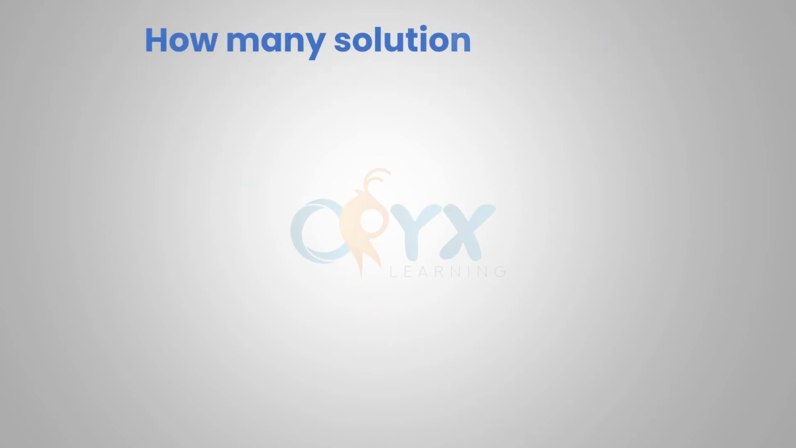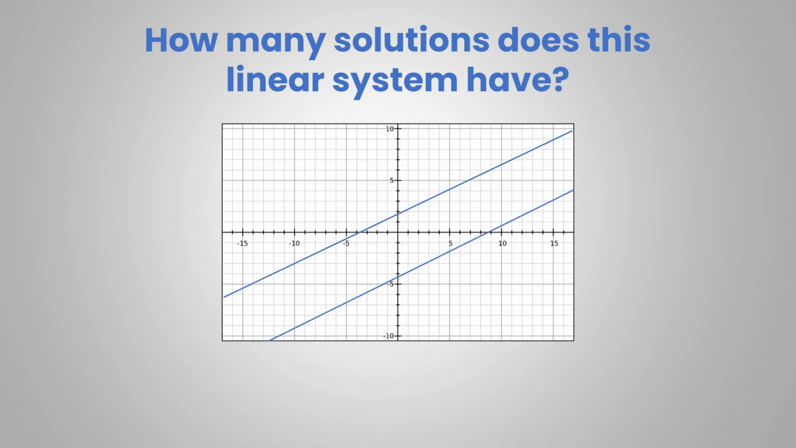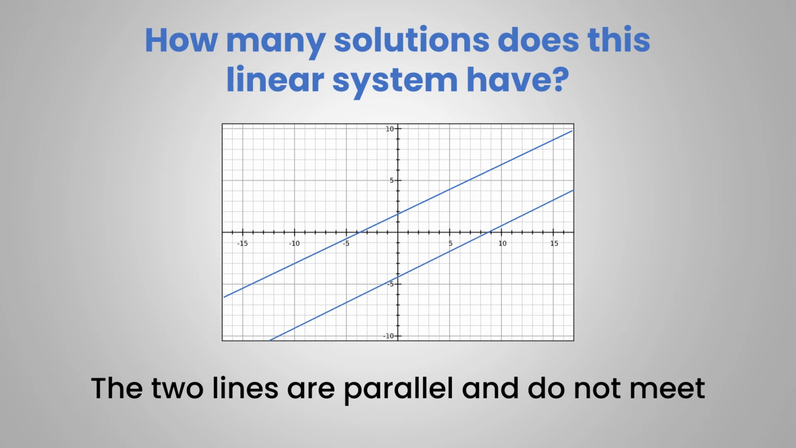How many solutions does this linear system have? So we can see from the diagram that the lines in this system are parallel. If the lines are parallel, they do not have any points of intersection, and we can say that the lines have no solution.